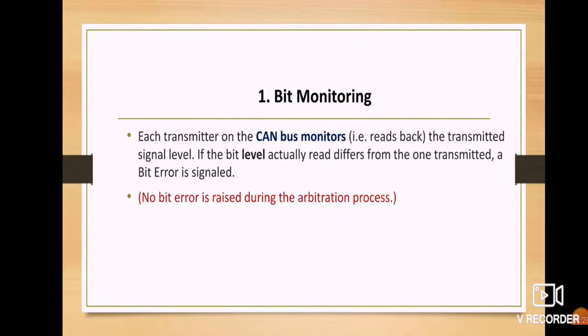Bit monitoring. So what is bit monitoring? Each transmitter on the CAN bus monitors the transmitted signal level. If the bit level actually read differs from what the transmitter sent, a bit error is signaled. For example, if I am transmitting 1111 to you, but one bit has been converted to a zero because of some distortion or corrupted signal, then the bit error will be signaled. The flag is automatically enabled and broadcasts that there is a problem with the particular bit. That is what bit monitoring is.